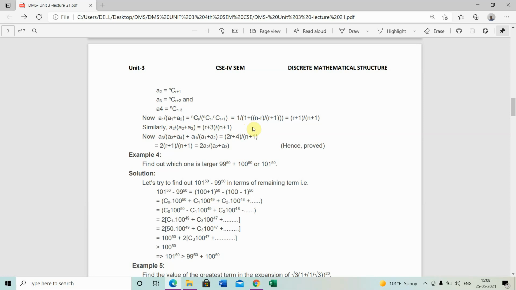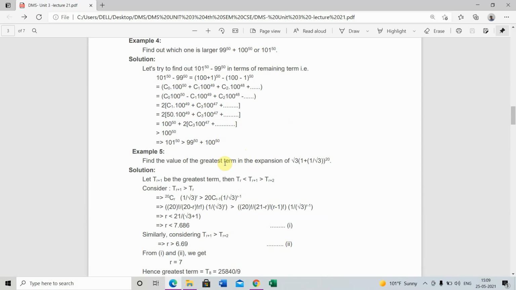So 1/(1 + (n − r)/(r + 1)) equals (r + 1)/(n + 1). Similarly a3/(a3 + a4) equals (r + 3)/(n + 1). Adding, a1/(a1 + a2) + a3/(a3 + a4) equals (2r + 4)/(n + 1), so 2/(r + 1) times (n + 1), or 2a2/(a2 + a3). Hence proved.